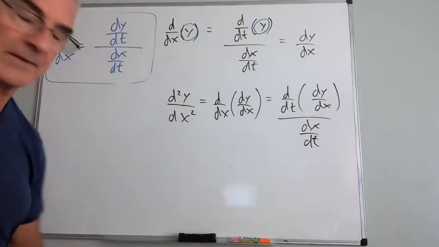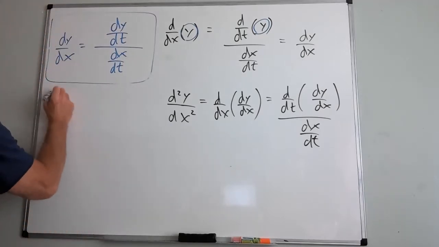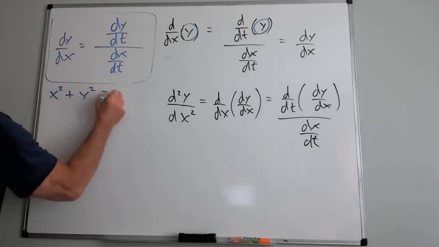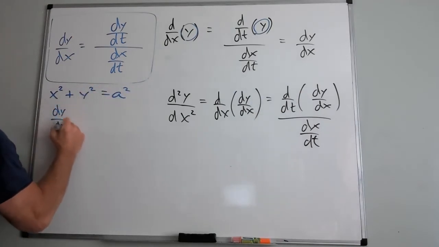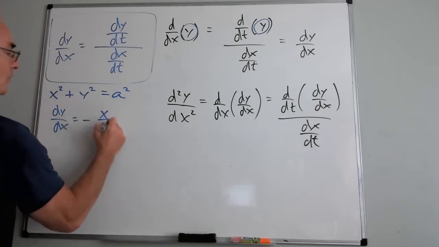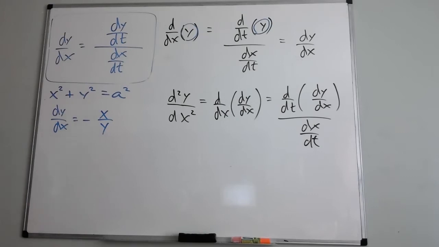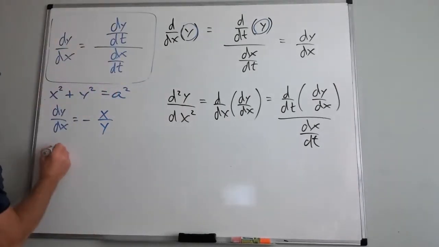So let's go back now to the implicit. Okay, let me go back to my x squared plus y squared equals a squared circle. We said here dy dx equals negative x over y. Now I want to stay implicit for a moment. I now want the second derivative here.